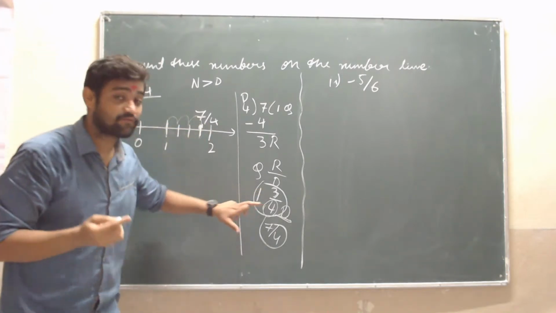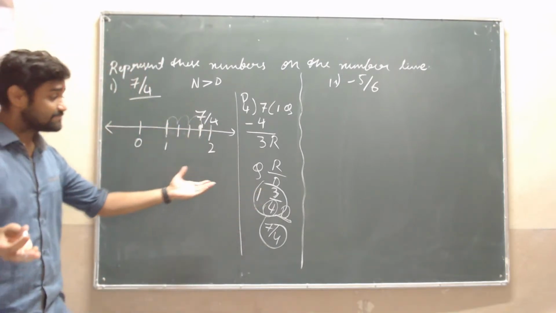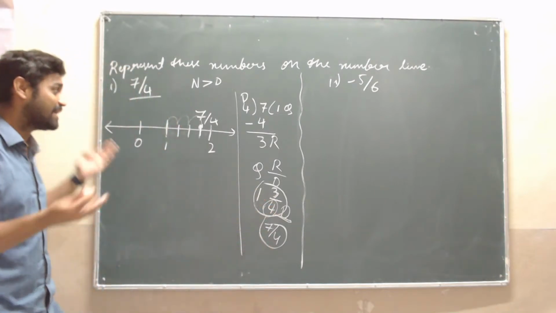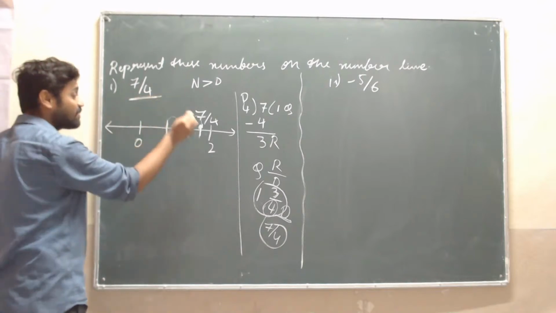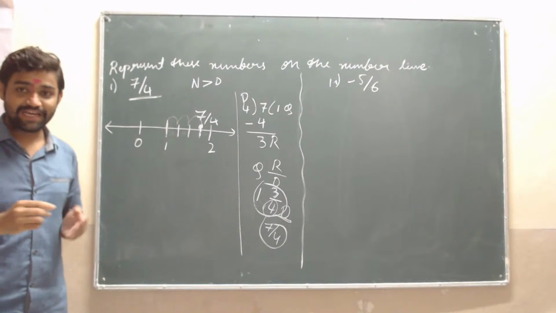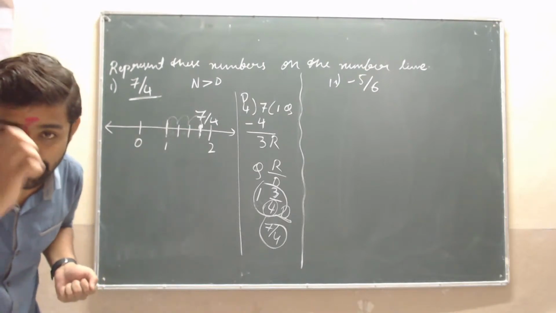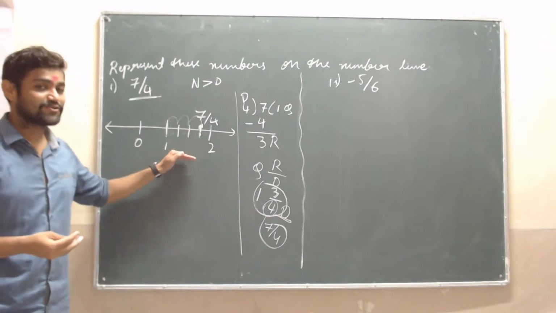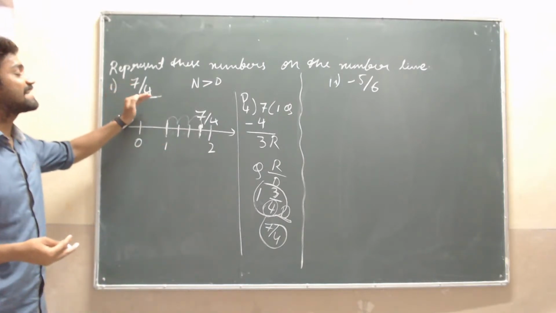Simply, this 1 and 3/4 is equal to 7 by 4. That's why 7 by 4 is indicated here. Okay? Correct answer. Okay, this is the solution for when the numerator is greater than the denominator.